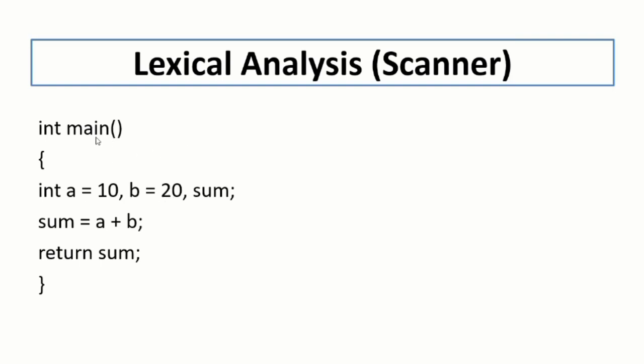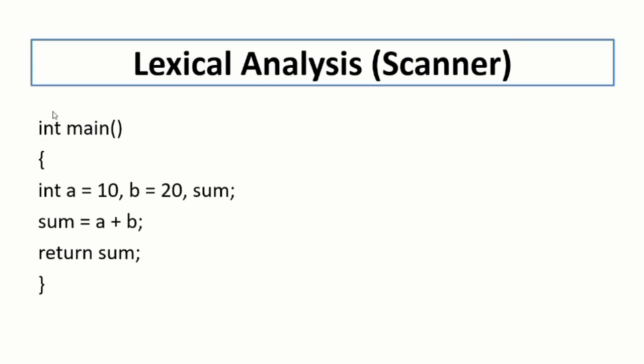Within the main function, I initialized 3 variables and the data type is integer. The value 10 is assigned to variable A, and 20 is assigned to variable B. After that, we are performing the addition operation. Finally, it returns the result. In this program, how many tokens are there? I already told you, tokens are keywords, identifiers, literals, operators, and symbols. Token means the smallest element in the individual program.